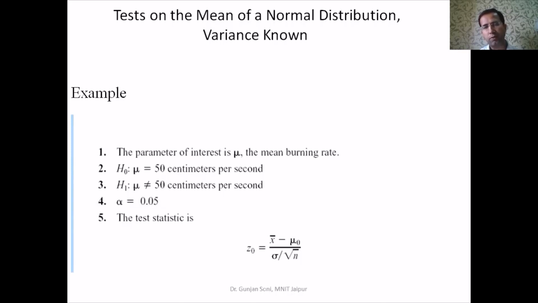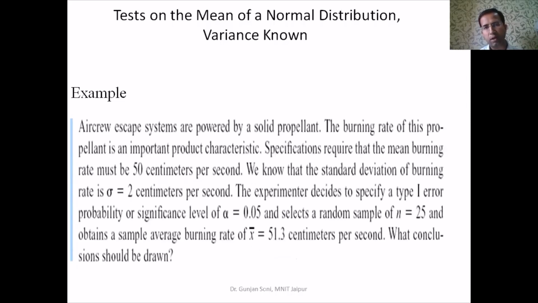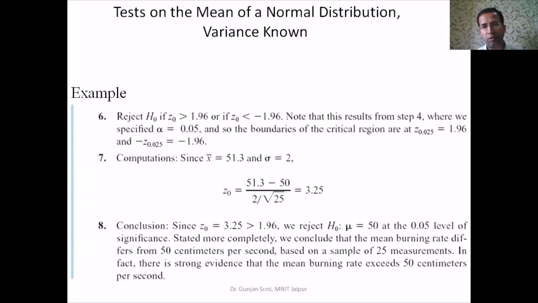So X bar is given as 51.3 and mu is given as 50 and sigma is given as we can see it's given as 2 and the sample is of 25. Now how do we decide whether we have to do a Z test or a T test? The statement says we know that the standard deviation of burning rate is 2 centimeters per second. So it's not based on sample. It's nowhere written that it is based on sample. It is historically known. That's what it means over here. So 2 centimeters per second. And then we find out the value of Z.